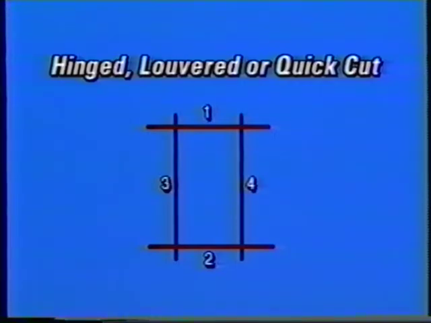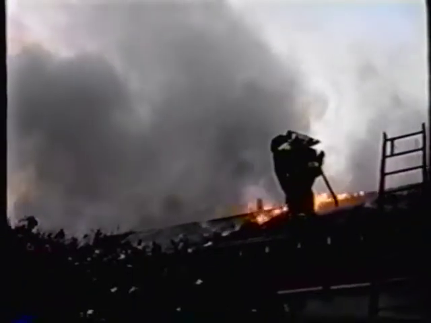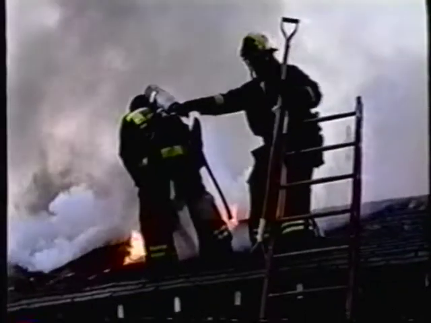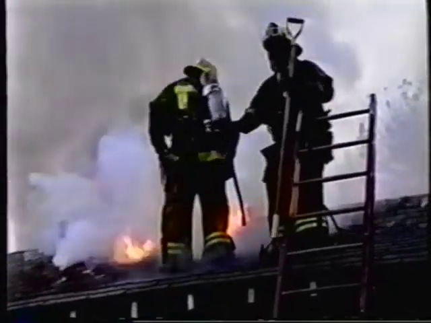Another type of cut is known as the hinged, louvered, or quick cut. This is most effective when the roof decking is plywood, but may also be used for other deck surfaces. The first cut, again, is horizontal, as close to the ridge pole as possible. The second cut is parallel to the first, approximately 3 or 4 feet down on the roof surface. The third and fourth are vertical cuts made midway between the rafters.